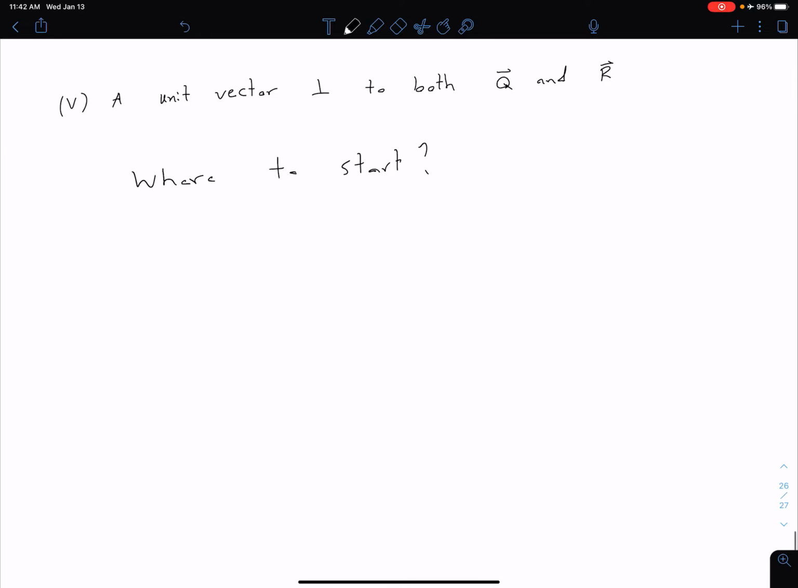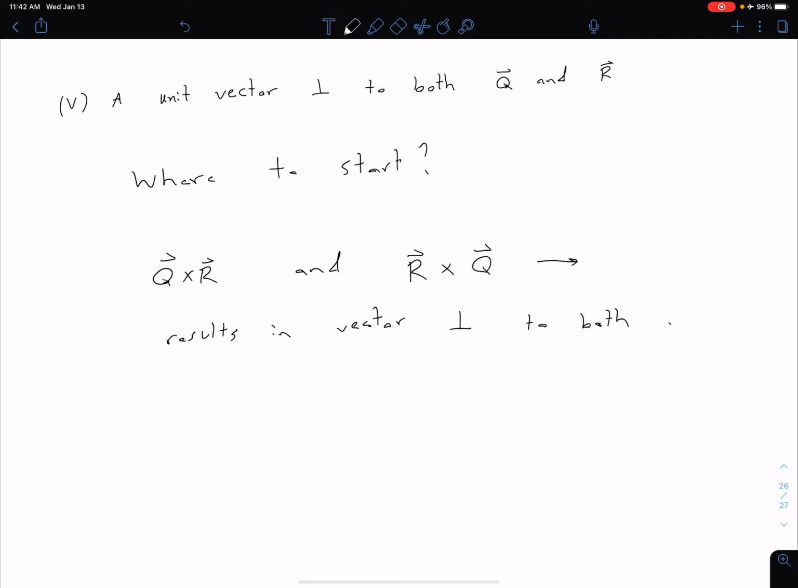There is an operation that we have talked about that we can use to get this answer. We know that both q cross r and r cross q are going to result in a vector that's perpendicular to both q and r. So let's just say this results in a vector. Of course, the cross product gives us a vector, and in this case it is going to be perpendicular to both our q and our r vectors.